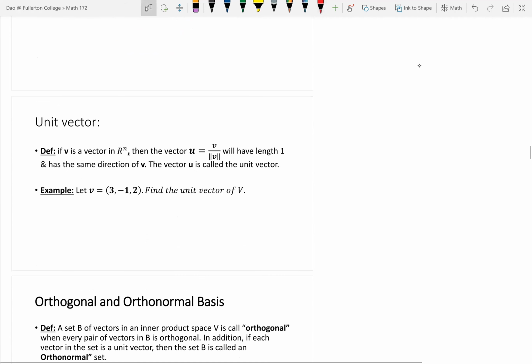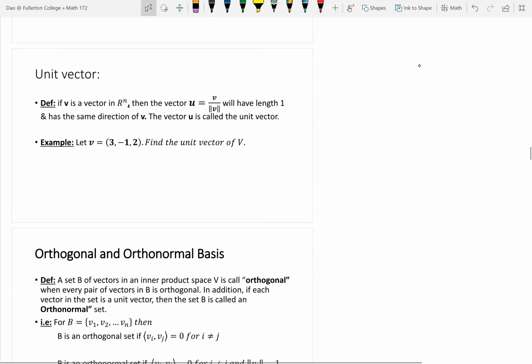Let's revisit unit vectors, as we mentioned in section 4.1. Technically, any vector in Rn can be made into a unit vector. A unit vector is a vector that has length 1. So if we define u as a unit vector, u will be v divided by the magnitude of v. We consider u to be the unit vector.